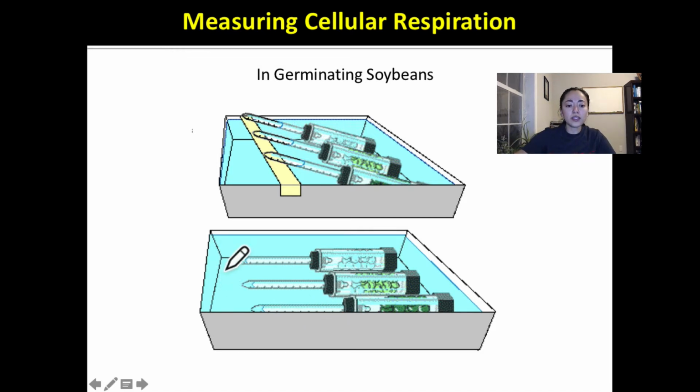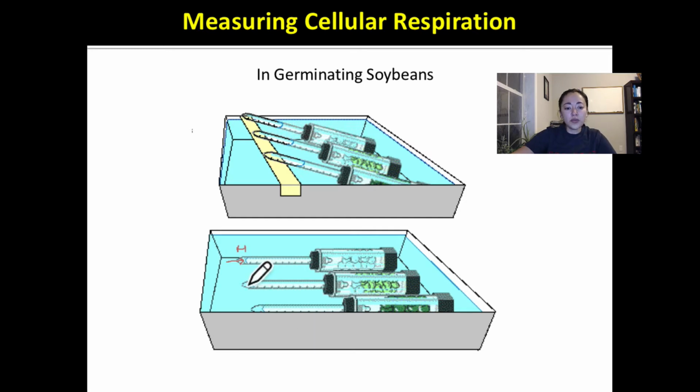And what you'll notice immediately is a little bit of water will go into the pipette. And right away, you'll measure the distance from the tip of the pipette to that water. And that'll be your initial reading.